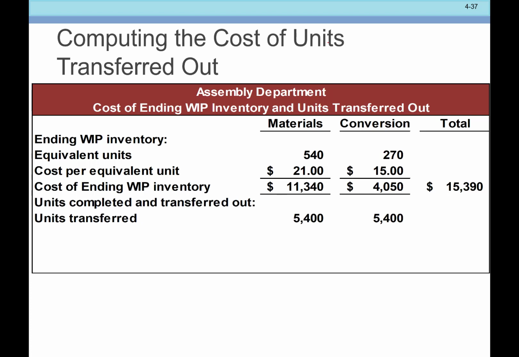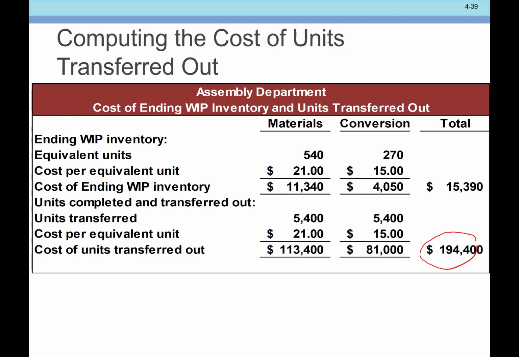Okay. Then we go ahead and we do the same thing for the cost of the units transferred out. We've got this 5,400 times the 21 times the 15, materials conversion. That gives us the cost of the items that were transferred out for a total of this 194,400. Now we have numbers that we can actually do journal entries with. The whole point of anything you do in accounting, all these calculations and numbers, guys, don't forget, at least at this stage of this class, we're still dealing with journal entries in accounting, aren't we?